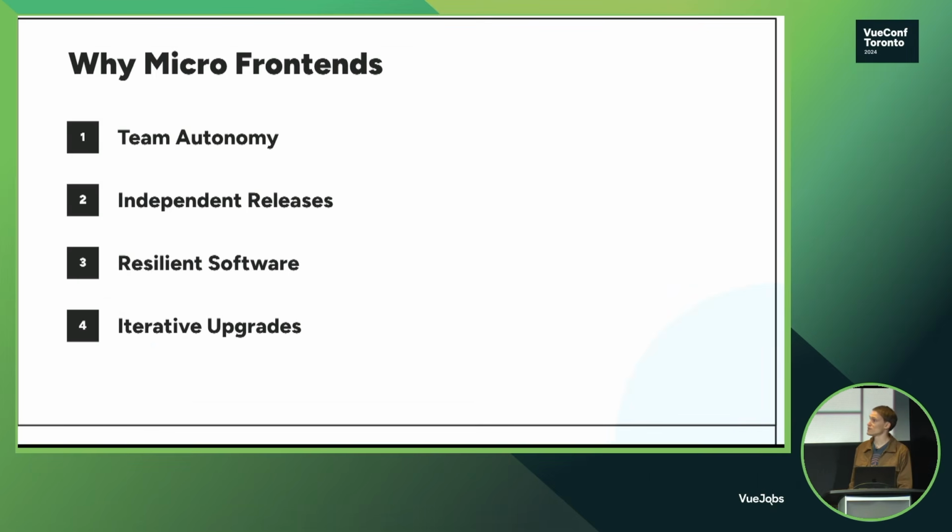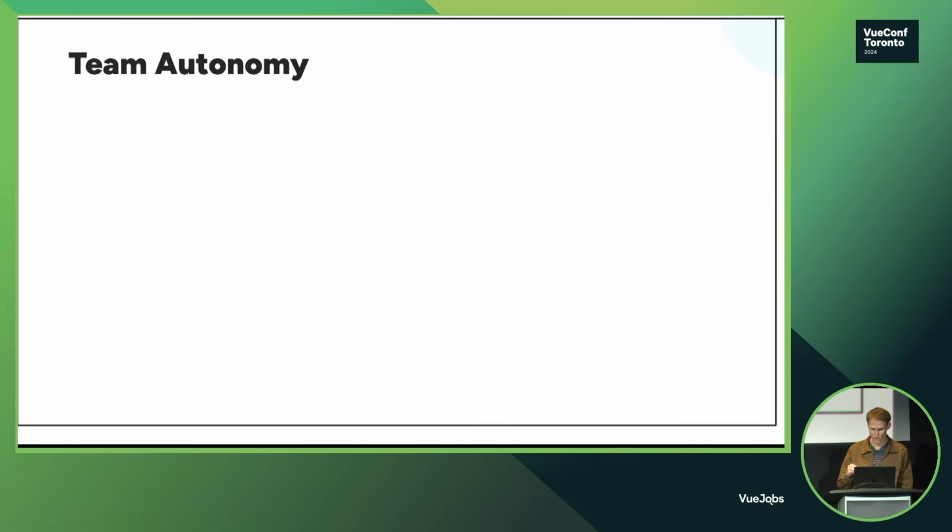So if developer productivity and iteration velocity can solve all of our problems, how exactly do micro-frontends help us? In my experience, micro-frontends have helped our team, and I've seen other teams, move quickly by allowing them to have greater team autonomy, smaller, independently released features, decoupled, resilient software, and the ability to make system-wide upgrades iteratively. So very quickly, I want to go over some of these.